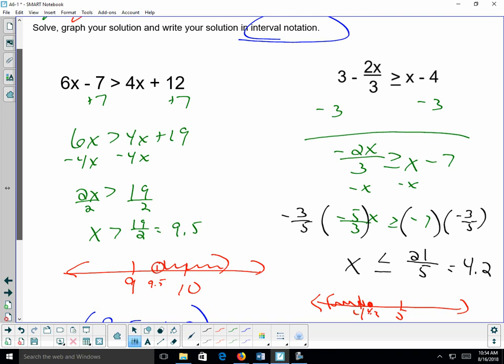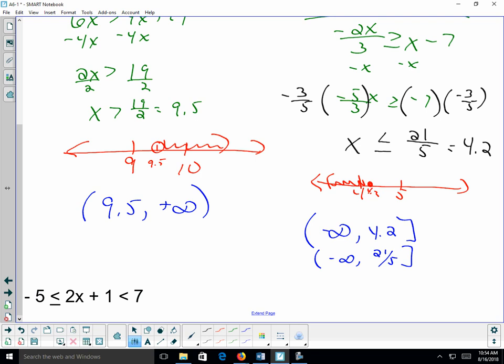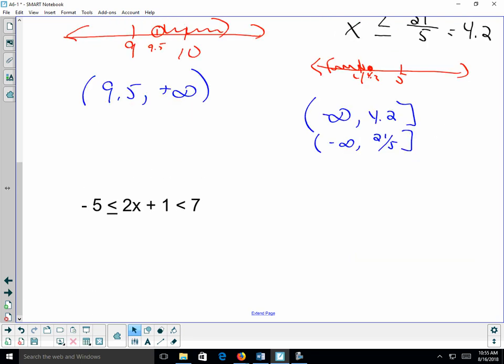And then finally, interval notation would be negative infinity to 4.2 bracket. Or you could have negative infinity to 21/5 bracket. Either one is acceptable. The last one here that I have on this page is what's called a compound inequality. Compound because you have two parts.